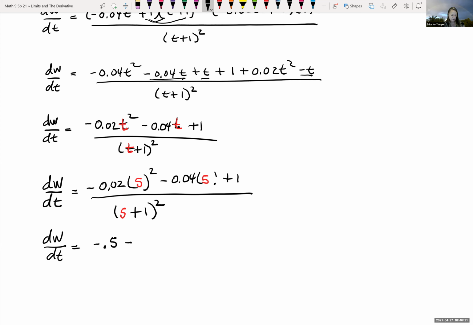minus 0.04 times 5, which is 0.2, plus 1, all over 5 plus 1, which is 6, and 6 squared is 36. So I have a negative 0.7 plus 1. So 1 minus 0.7 is 0.3, all over 36.